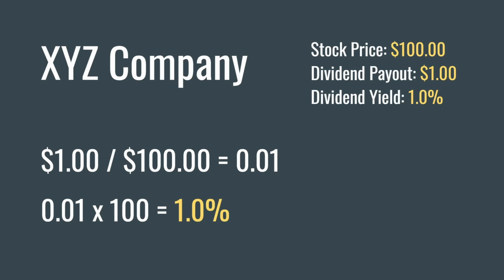Okay, so now XYZ company has a stock price that increased to $100. This is great, but their dividend payout is still only $1 because dividend companies typically only change their dividend payouts annually. They will usually increase just once a year. So we're going to use the same math. You take $1 for the dividend payout, divide by 100, and that brings us to 0.01. Again, we'll convert to a percentage value for a dividend yield of 1%.